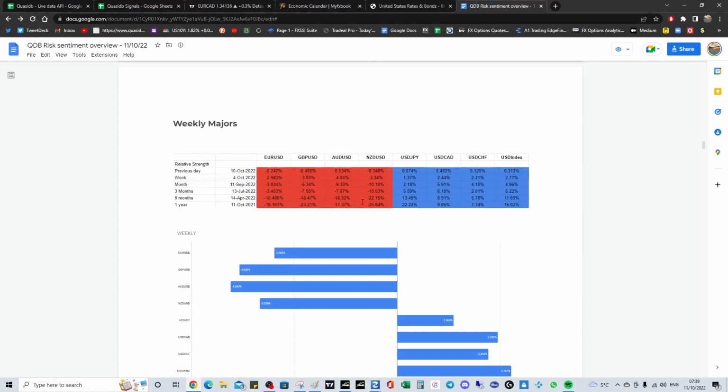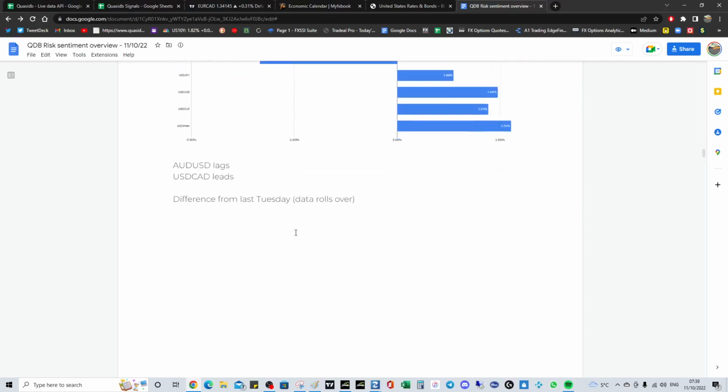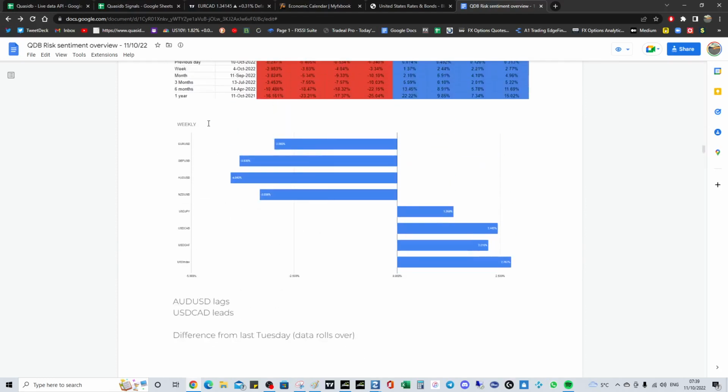Kiwi USD is actually a bit weaker than the pound. And so there's AU, it's the laggard, and you see dollar CAD is the leader. And this is the difference from last Tuesday. This isn't reset every weekend. It just takes the data for where we are now and where we were last week at this time.